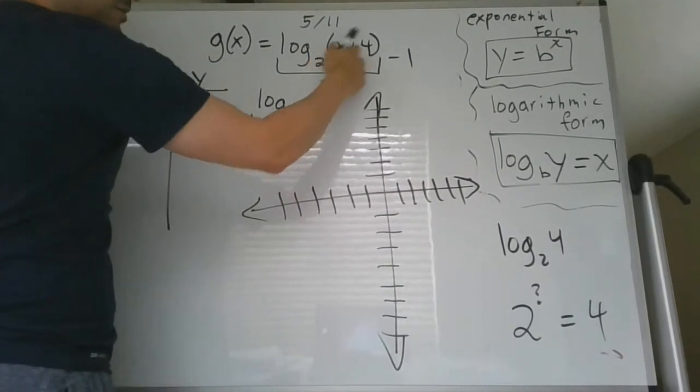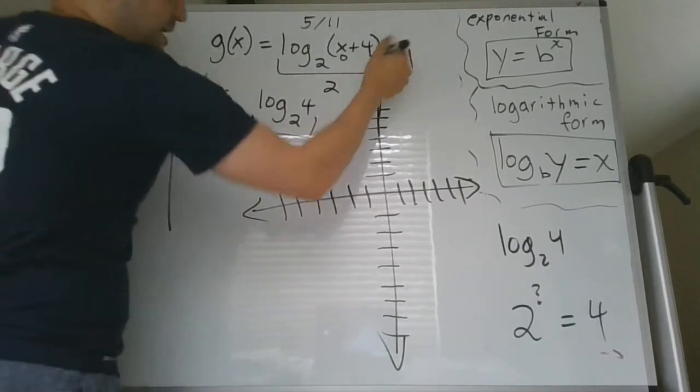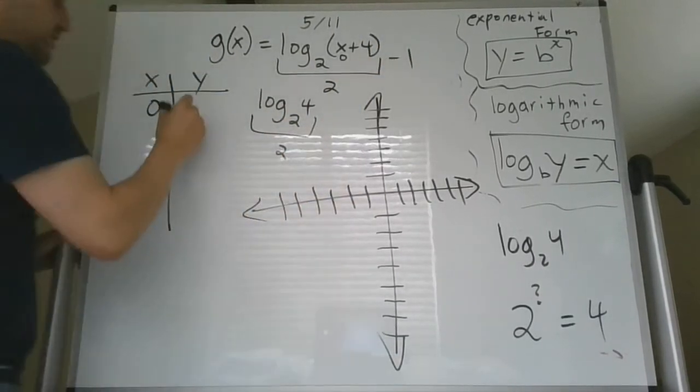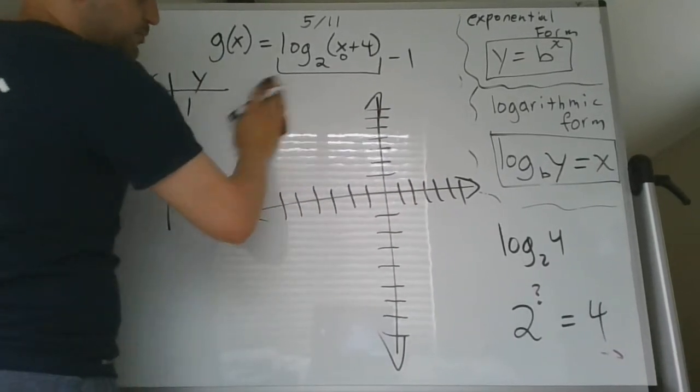When I plug in 0 here, I get log base 2 of 4. Log base 2 of 4 is just 2. And then at the end, we have to do what? Minus 1. 2 minus 1 is 1. I'm just plugging in some points here.